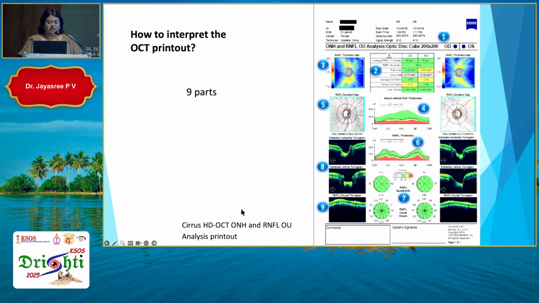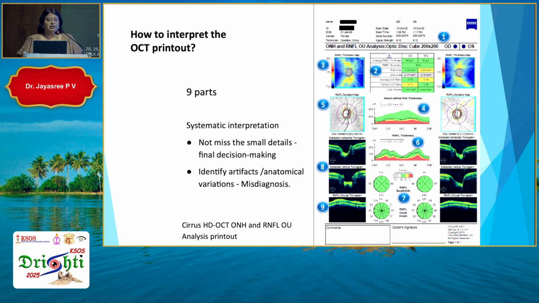Here I am going to interpret a Cirrus HD OCT optic nerve head and RNFL printout, and most of the other RNFL and other printouts are analyzed in a similar way. So it has 9 parts. Why do you have to systematically interpret an OCT? First, not to miss the small details, and it is important in final decision making. You have to identify artifacts and anatomical variation so that misdiagnosis is avoided. So these are the 9 parts that you have to remember.